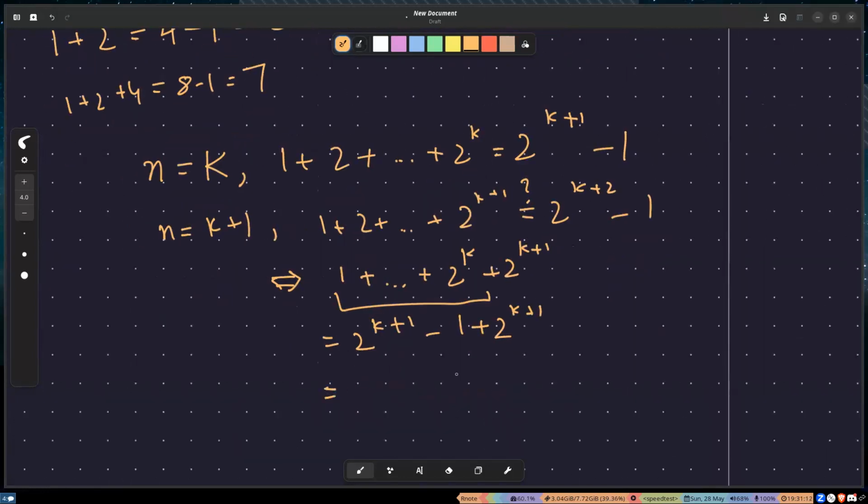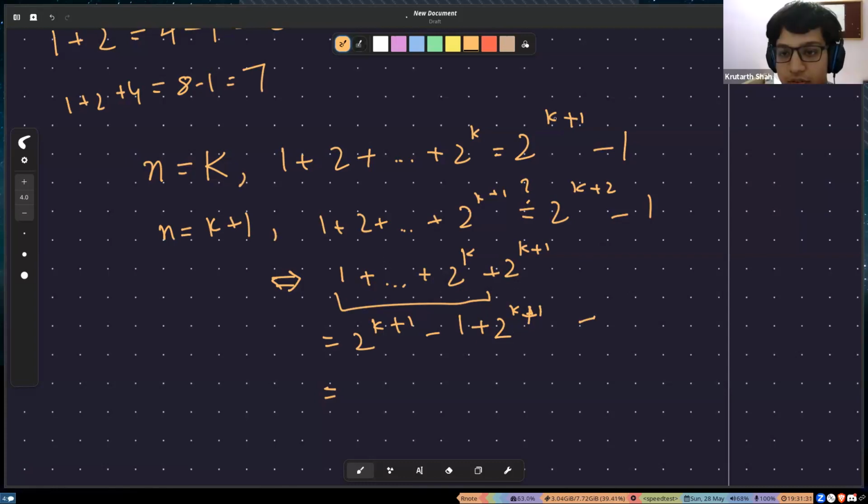It's 2 raised to the power k. One number is 2 raised to the power k. You have written it in the last second step. Here. Oh, wait. No, this time it is just 2 to the power of k plus 1 minus 1, right? From what we assumed. Yeah, you get that.